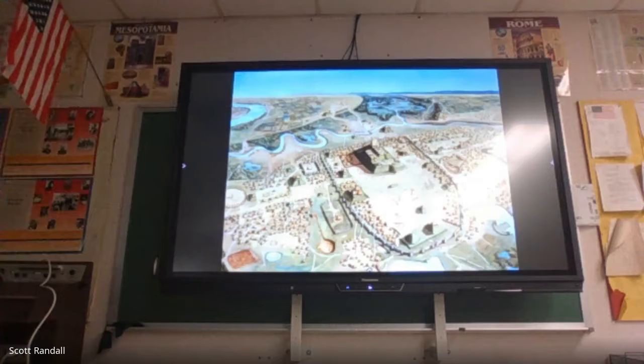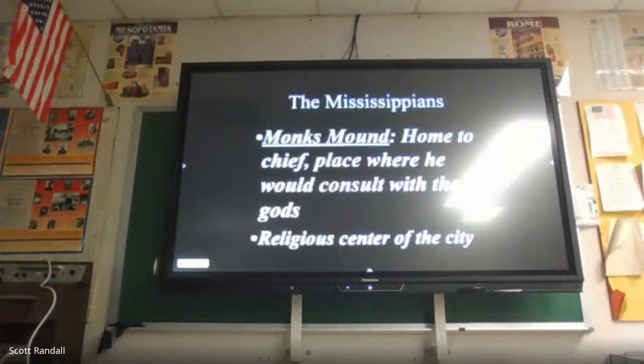The main mound there, we know the largest one, is Monk's Mound. The name was given after the French arrived. There actually was a small monastery on top of there at one point. The theory is that the chief, or whoever the leader was, had lived there with their family. It may have had religious significance, but again, we don't know because there weren't any written records.